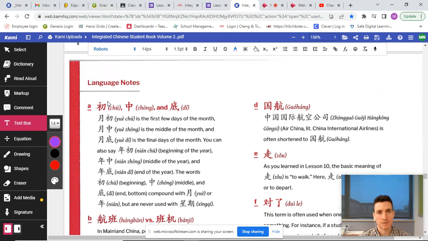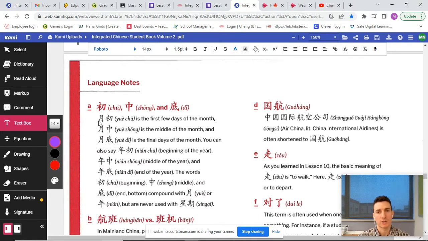So when I was talking about the beginning of the month, middle of the month, end of the month, beginning of the year, middle of the year, end of the year, you usually use these. 初 means beginning, 中 means middle, 底 means the end of the month, the bottom. It literally means the bottom of the month. Okay, so 中 you probably know from 中国, the Middle Kingdom already. So 初中底. For example, if you want to say at the beginning of the month, you would say 月初, middle of the month 月中, end of the month 月底.